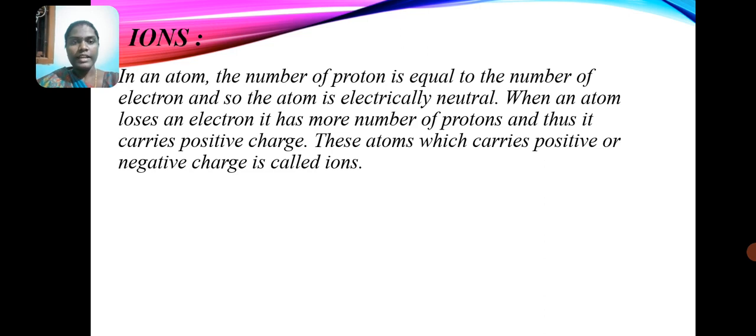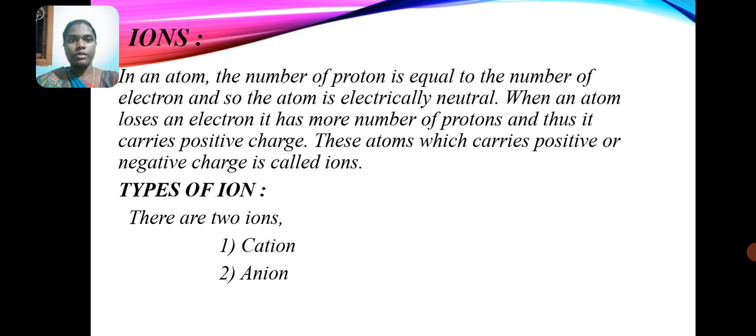Next, move to ions. In an atom, the number of protons is equal to the number of electrons, and so the atom is electrically neutral. When an atom loses an electron, it has more protons and thus it carries a positive charge. An atom which carries a positive or negative charge is called an ion.